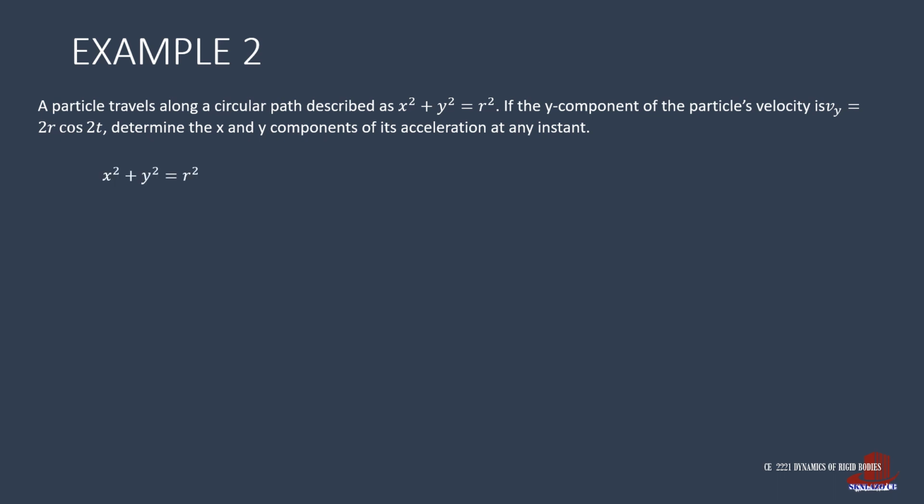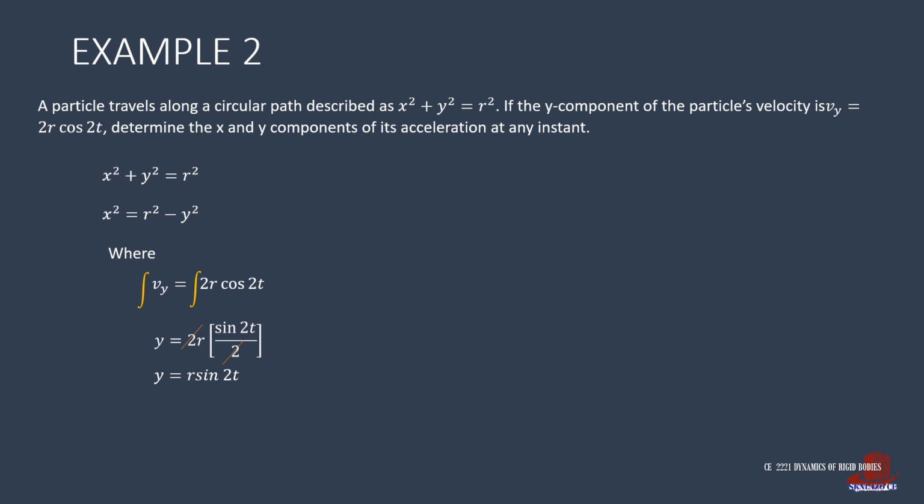From the given path equation, x squared is taken as the difference of the squares of r and y. Also, from the given y component of velocity, which is 2r times cosine 2t, integrate it to have y equal to 2r times sine of 2t all over 2. Simplify this further by taking out 2 to have r sine of 2t.